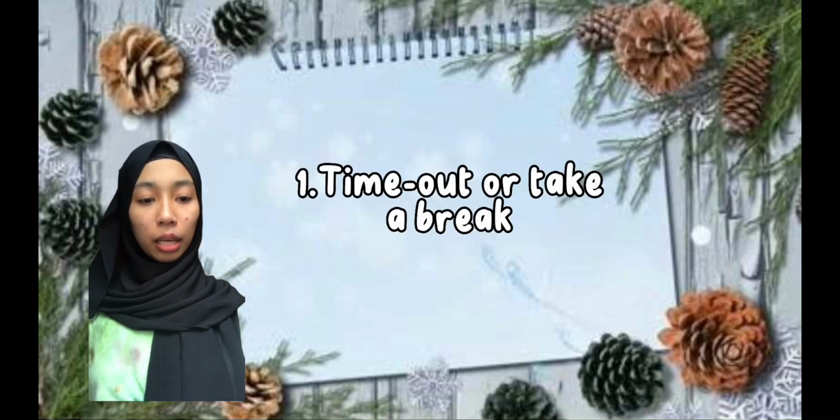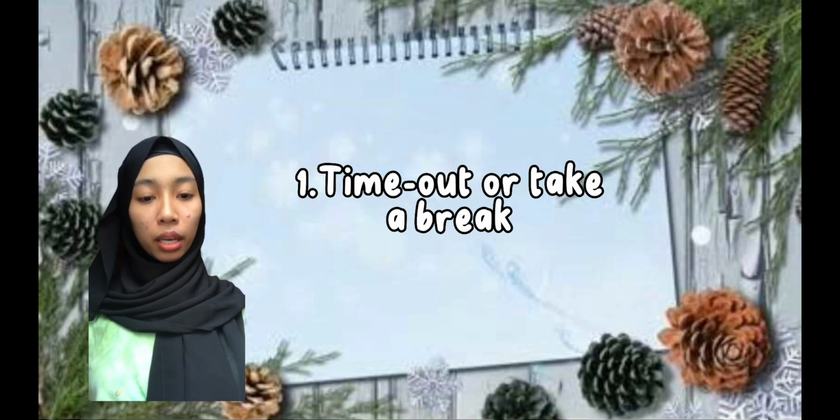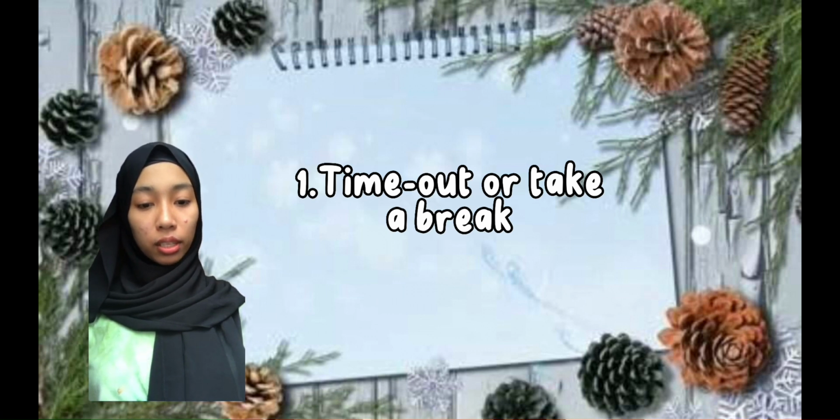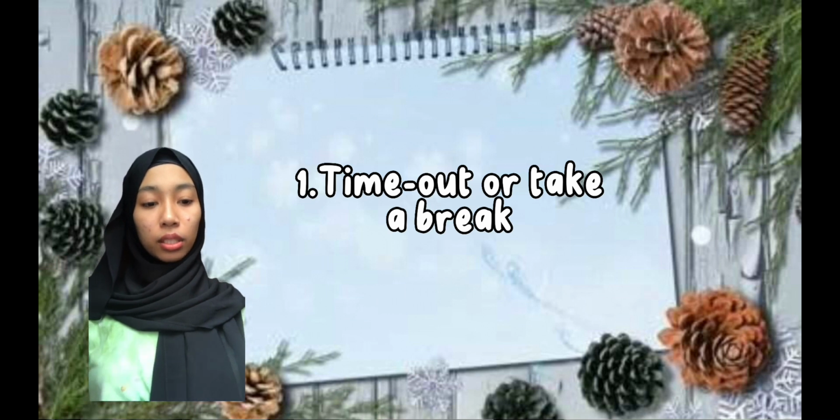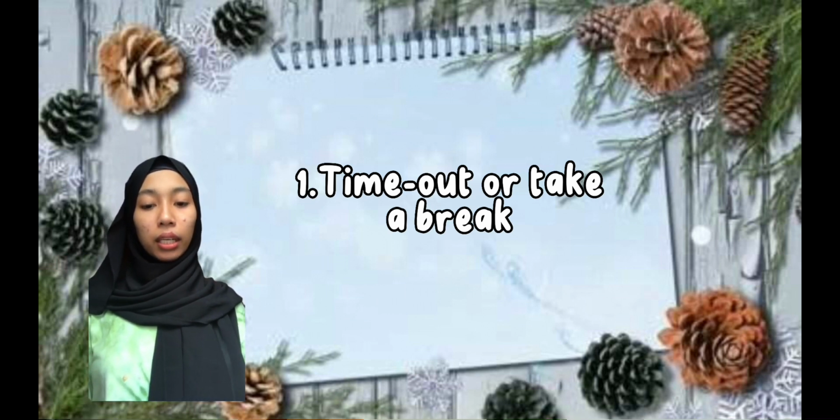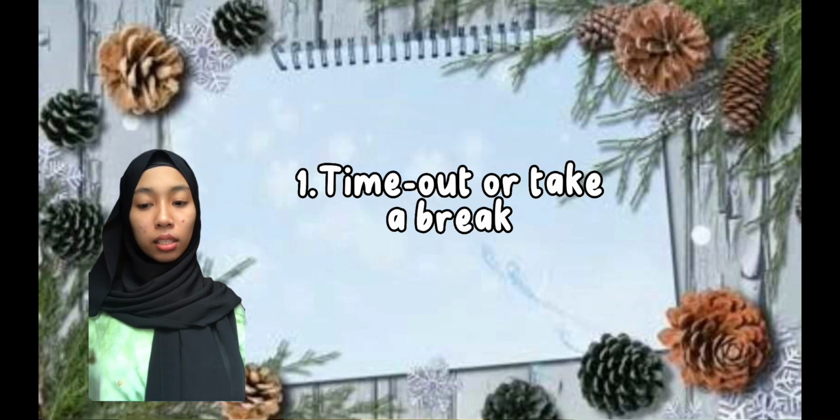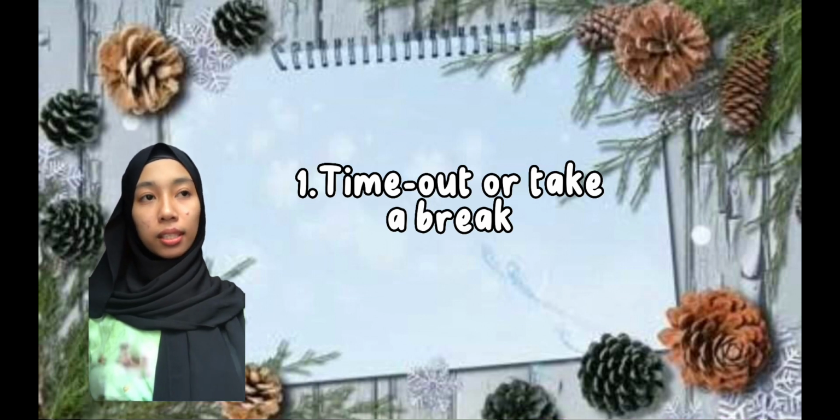First is time out or take a break. It is not a punishment. You are not punishing the child for misbehavior. Instead, you are asking them to take a few minutes to regain self-control and to think over what just occurred. When a student makes a derogatory remark about another student's response to a question, you take a break and let the student realize what he or she just said.